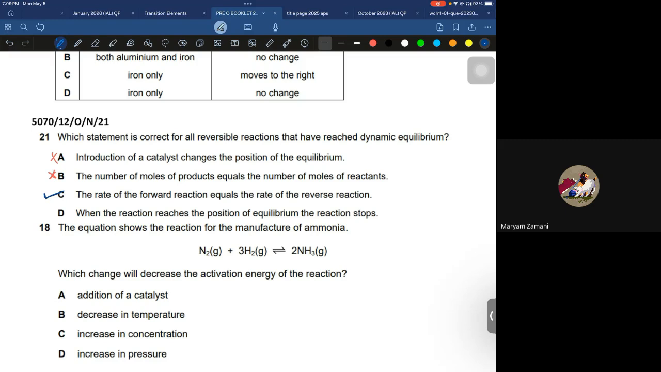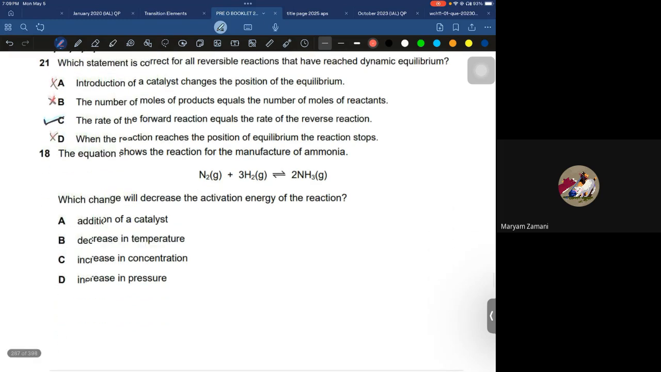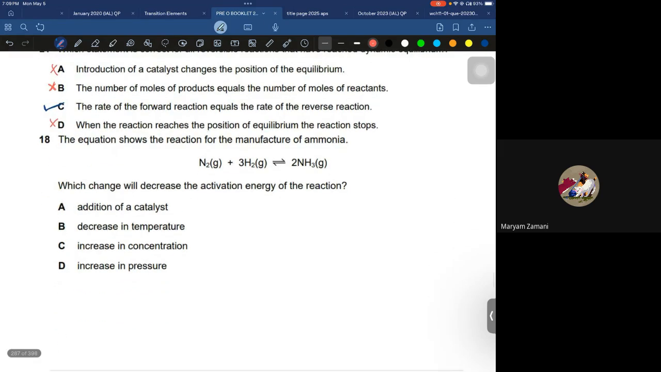So remember, D is also the wrong one. So only C is correct. Okay, and question number 18. The equation shows the reaction for the manufacture of ammonia. Which change will decrease the activation energy of the reaction?